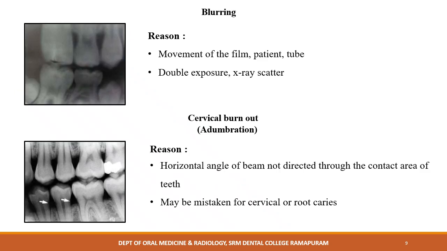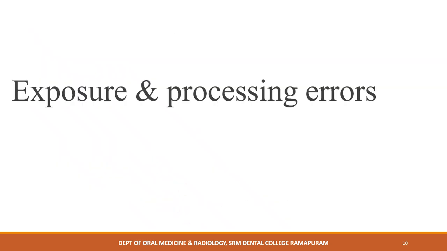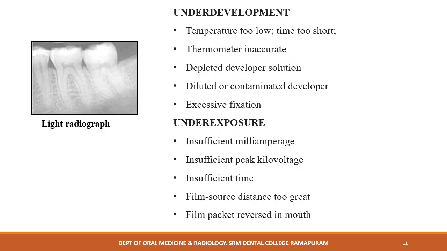Blurring. This occurs due to movement of the film, patient, or the X-ray tube. Cervical burnout or adumbration. This occurs when the horizontal beam angle is not directed through the contact area of the tooth. This can commonly be mistaken for cervical caries or root caries. Exposure and processing errors. Light radiograph. This can occur due to development or exposure errors.